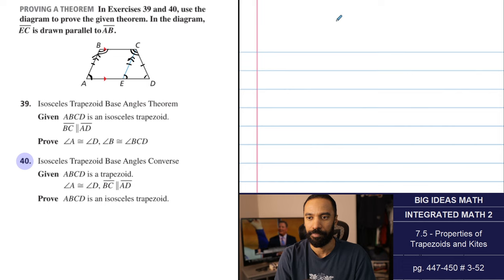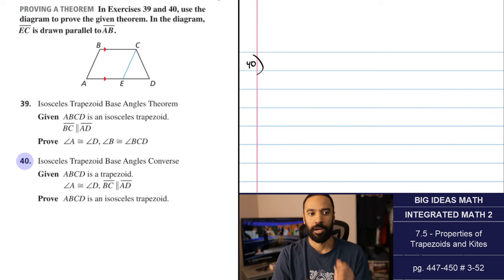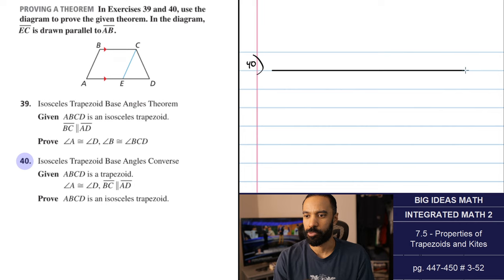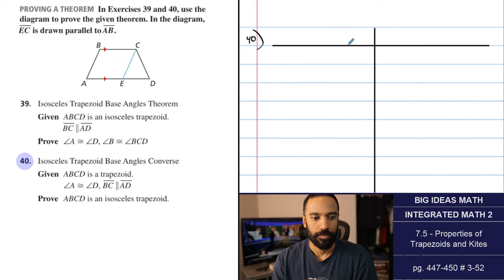But number 40, ABCD is a trapezoid, and then we're going to be given some information. Let's erase some stuff. We still get to use the EC. So, the one that's parallel to that, I should probably use some of the stuff that I had before. This time they just say it is a trapezoid. We got to prove it's isosceles.